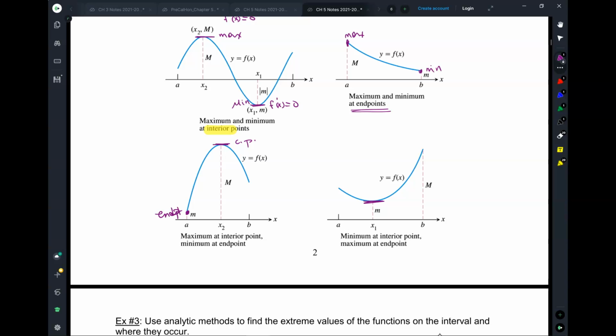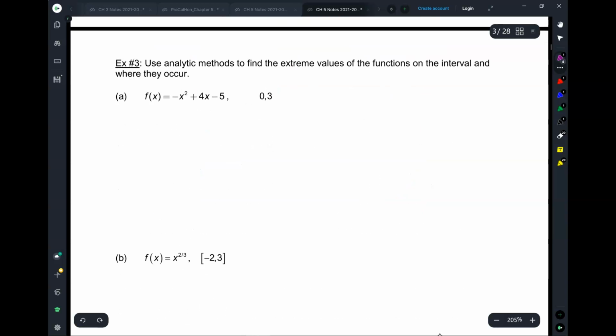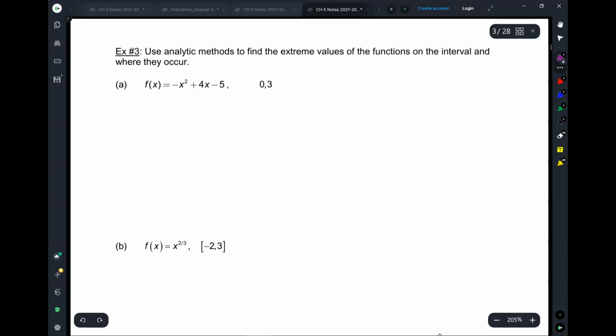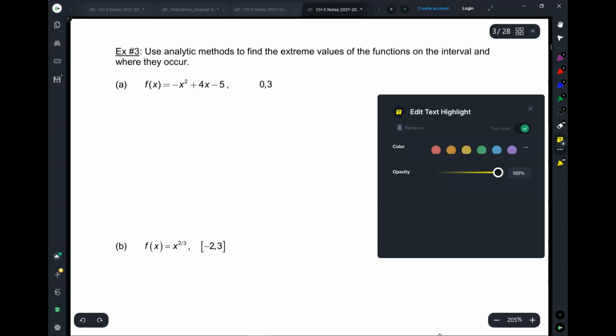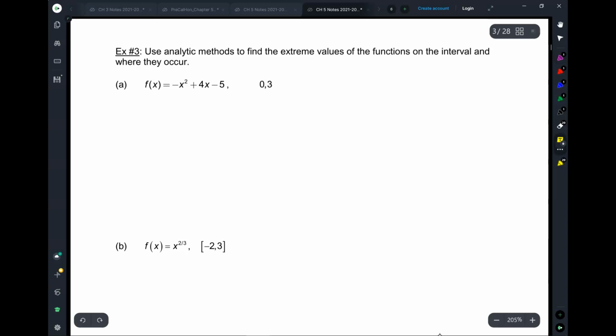Okay, now. The top one, f prime of x equals 0, right? Which top? Number 3. This, yes. Okay. All right, enough talking about when it can happen. Let's just find some. All right. Use analytic methods, meaning do some math, to find the extreme values of the function on the interval and where they occur.